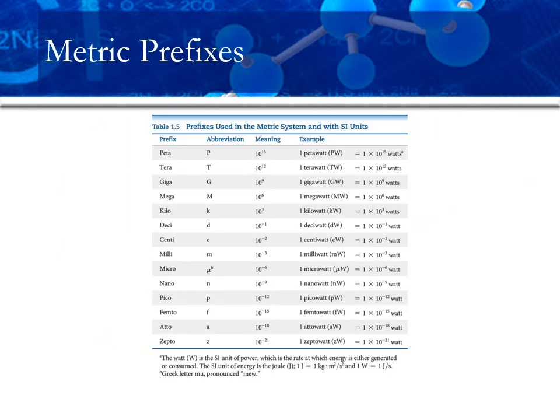Table 1.5 in your textbook gives you a list of common metric prefixes, and I'm going to ask you to memorize quite a few of these so that you can use them easily. In our class, I'm going to ask you to memorize everything from tera down to femto. So when I say memorize, you need to know what the unit name is, what its abbreviation is with the proper capitalization, and then what the numerical value is associated with that abbreviation.